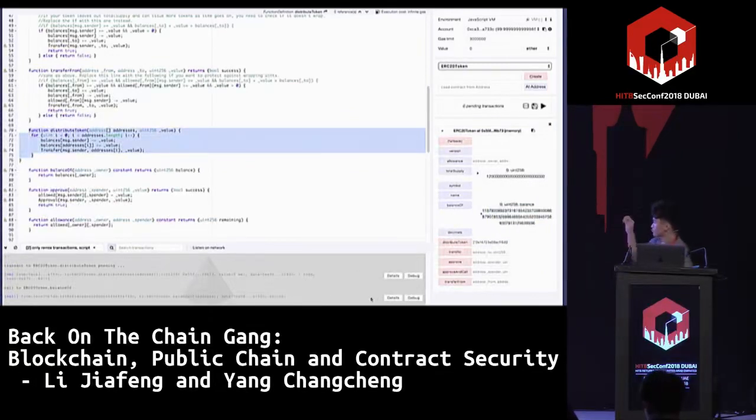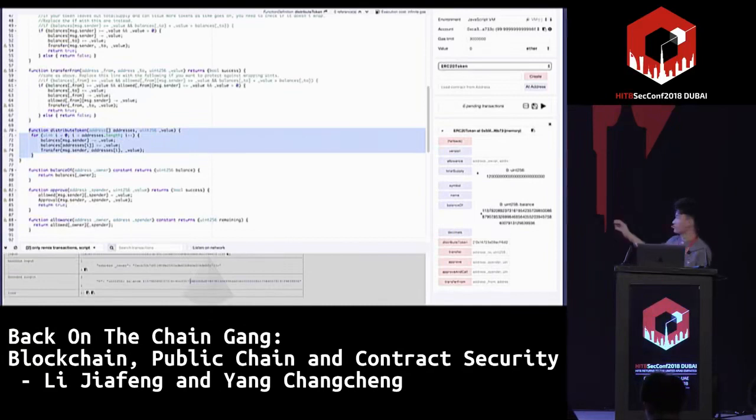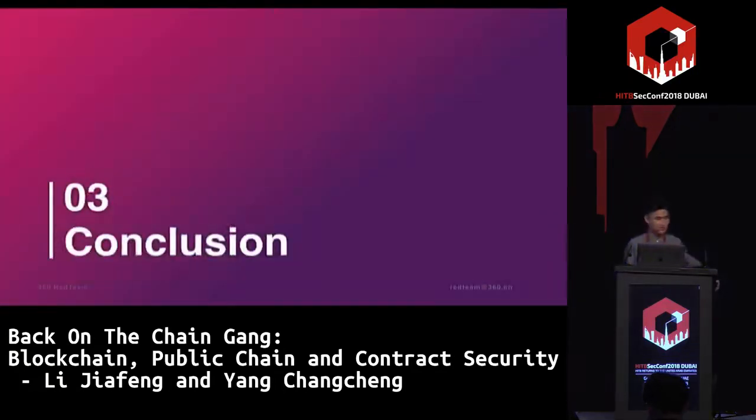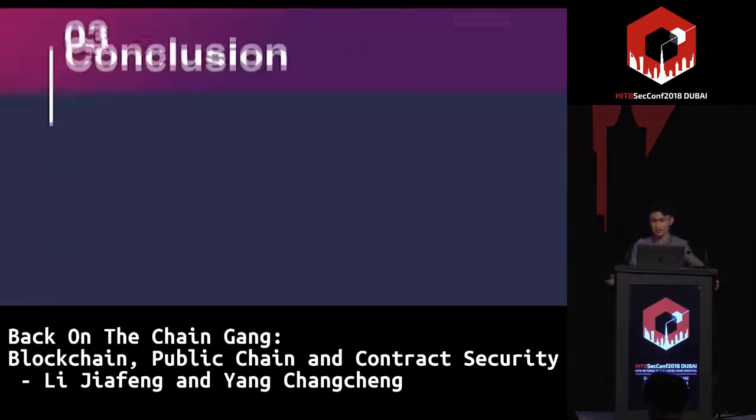But if you distribute it again, you will find this is a down overflow. This is happening in the real world, in the real main network. So this is it. Okay, these are all the vulnerabilities, and now we come to the conclusion.